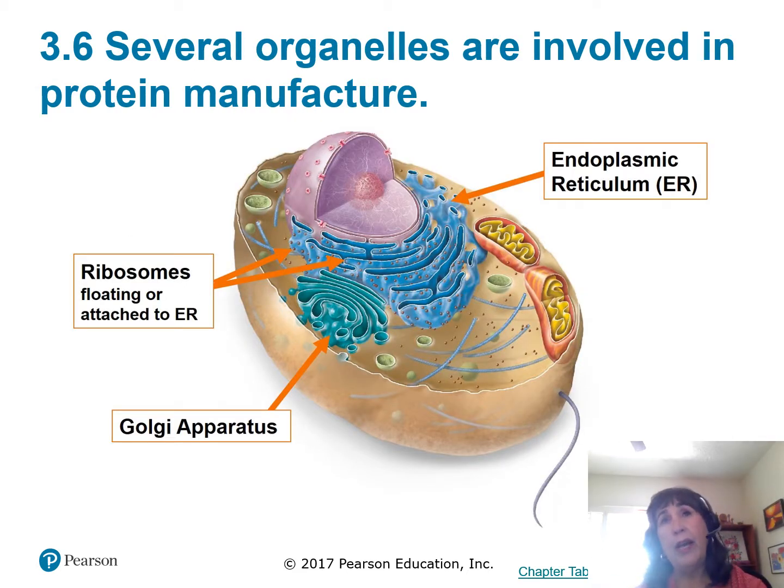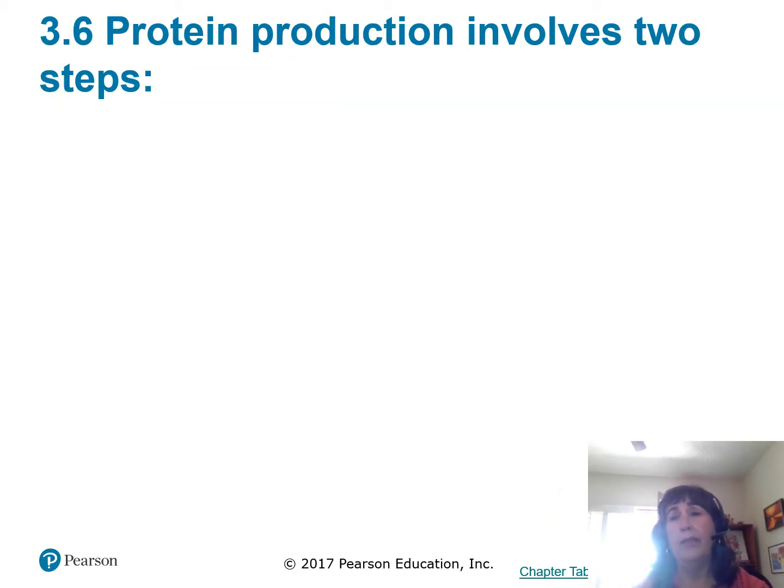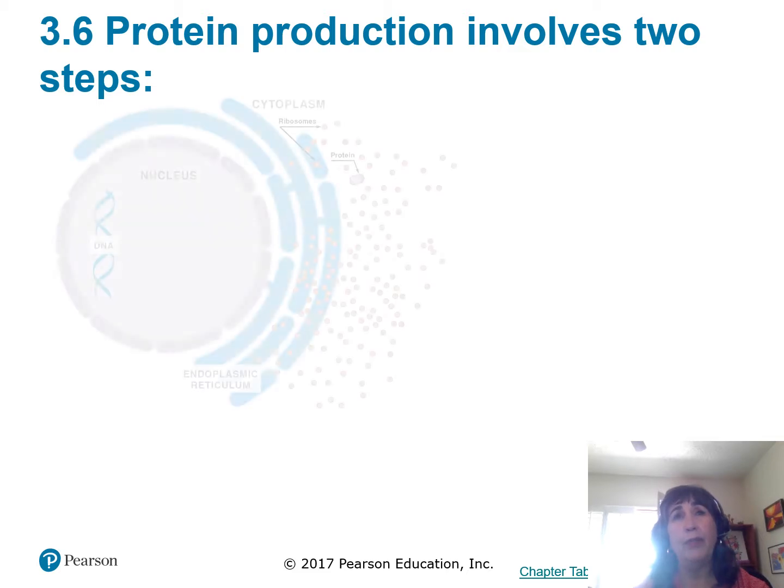So several organelles are involved in protein manufacturing. In addition to DNA and RNA, we see that the endoplasmic reticulum is involved in protein production, and we also see that the Golgi apparatus is involved. So ribosomes, endoplasmic reticulum, and Golgi apparatus. So protein production involves two steps.